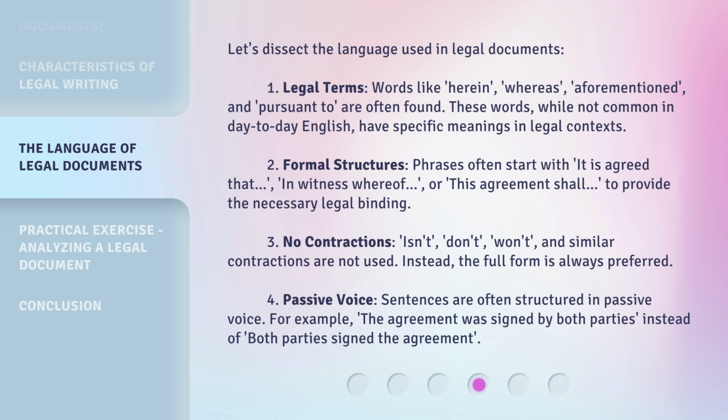3. No contractions. Isn't, don't, won't, and similar contractions are not used. Instead, the full form is always preferred. 4. Passive voice. Sentences are often structured in passive voice. For example, "the agreement was signed by both parties" instead of "both parties signed the agreement."